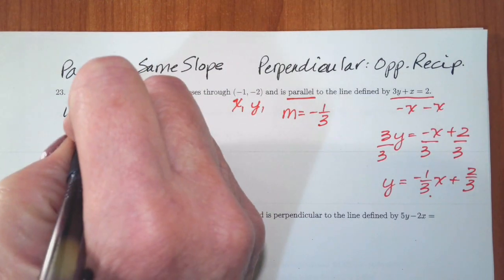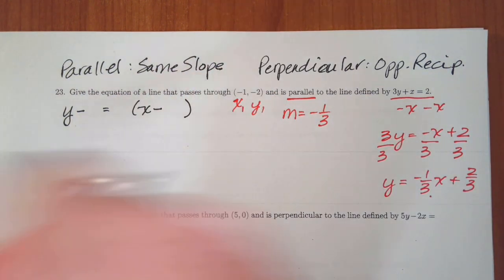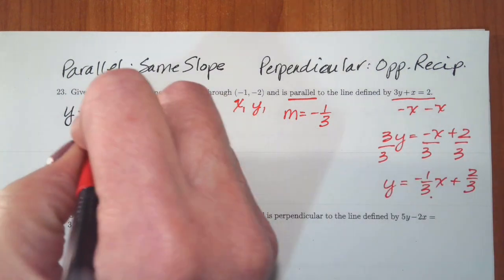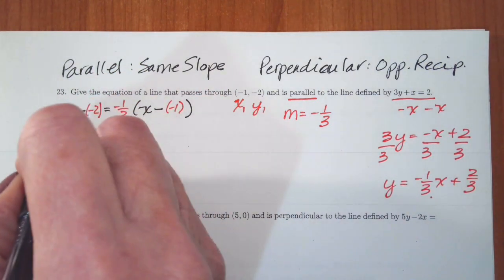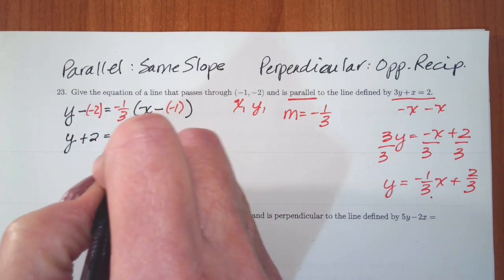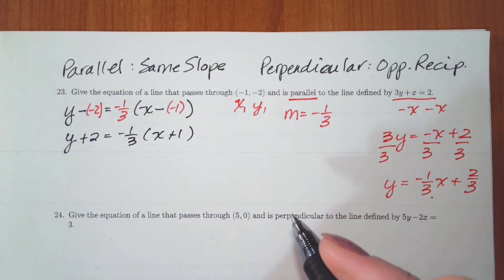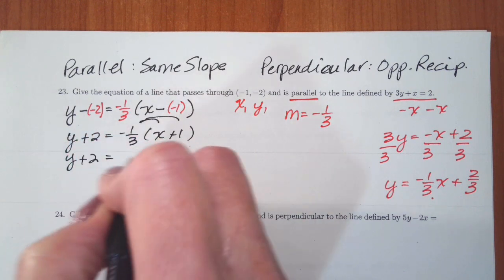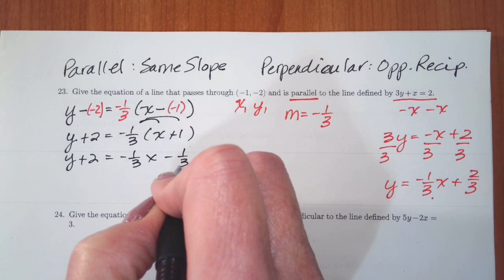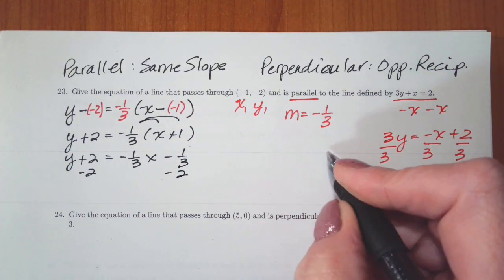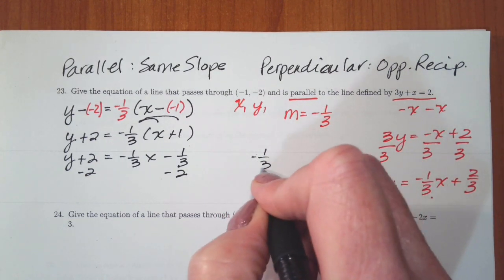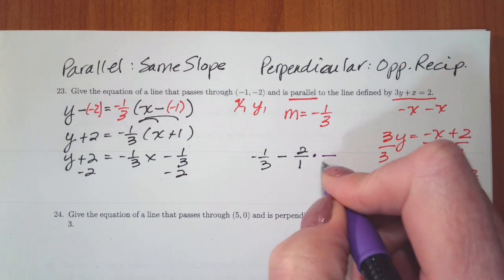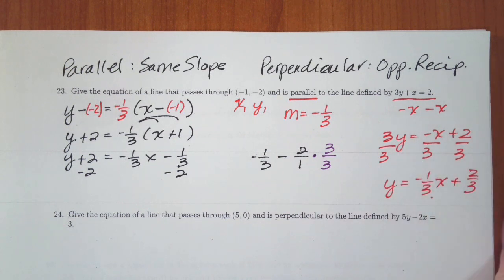Okay, so I start out with y minus something equals something times x minus something. My x1 is negative 1, my y1 is negative 2, and my slope is negative 1 third. So my first step, I've got y plus 2 is equal to negative 1 third times x plus 1. When I distribute, that gives me y plus 2 is equal to negative 1 third x minus 1 third. Now I'm going to subtract 2 from both sides, but I'm going to have to do that out on the side. If I have negative 1 third minus 2 over 1, I need a common denominator, which is 3, so I'll multiply by 3 over 3.